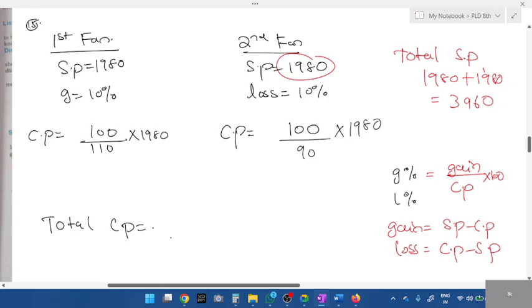Then tell me whether it is a profit or loss. See, such a simple question. Only thing, two products are given. You should understand that. Two products are given, two calculations required. Solve using the same method. Do it step by step.